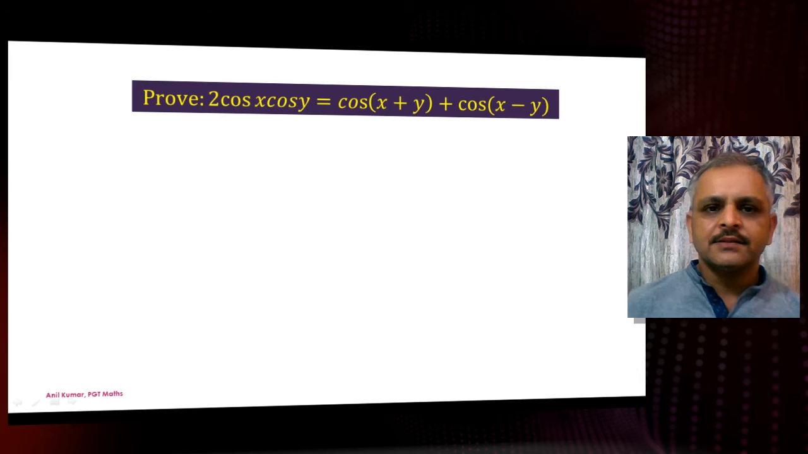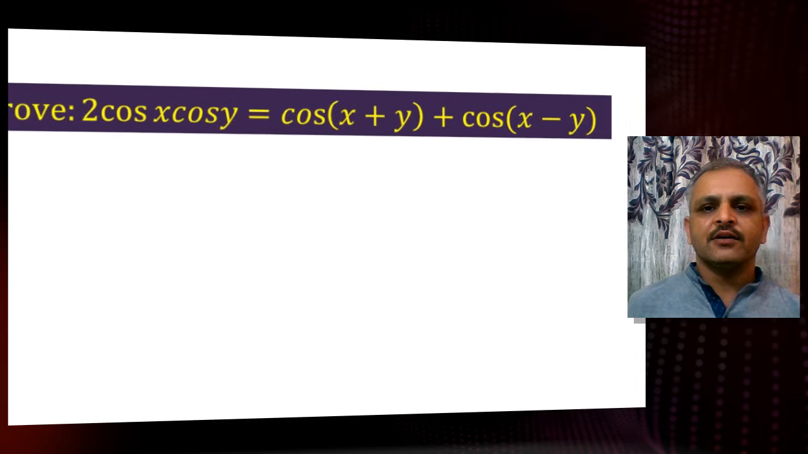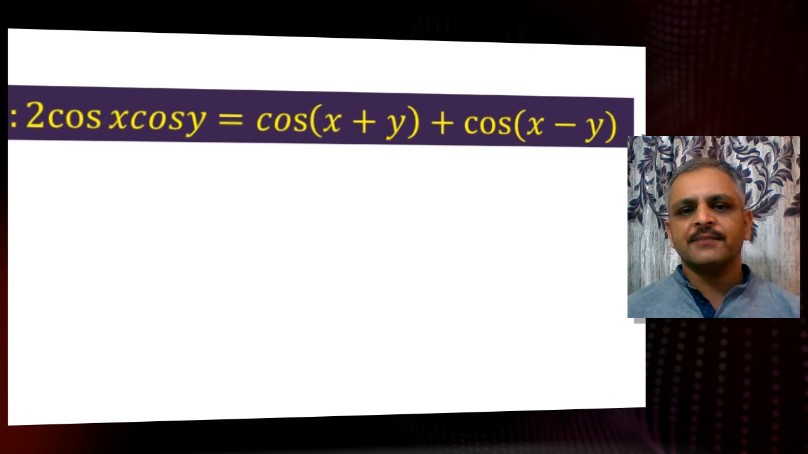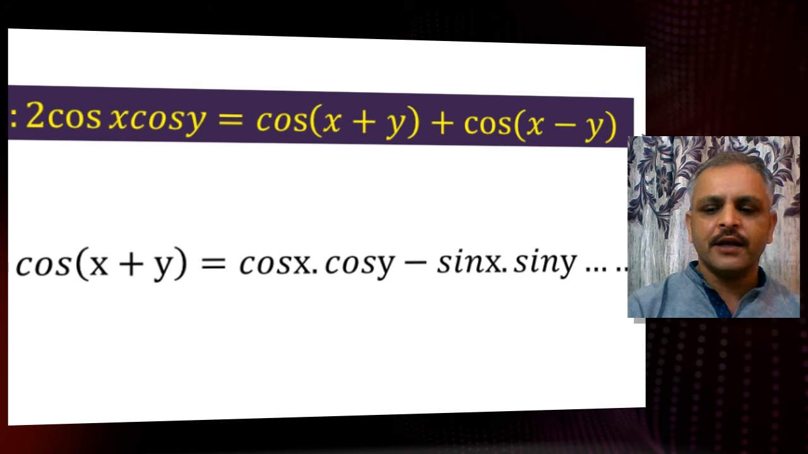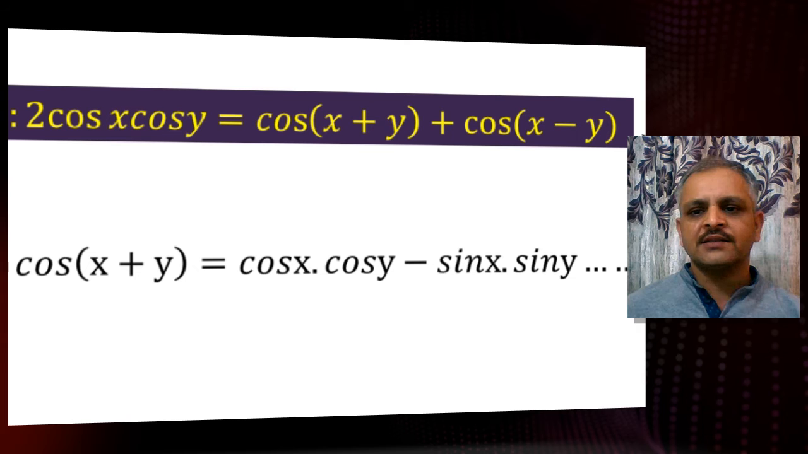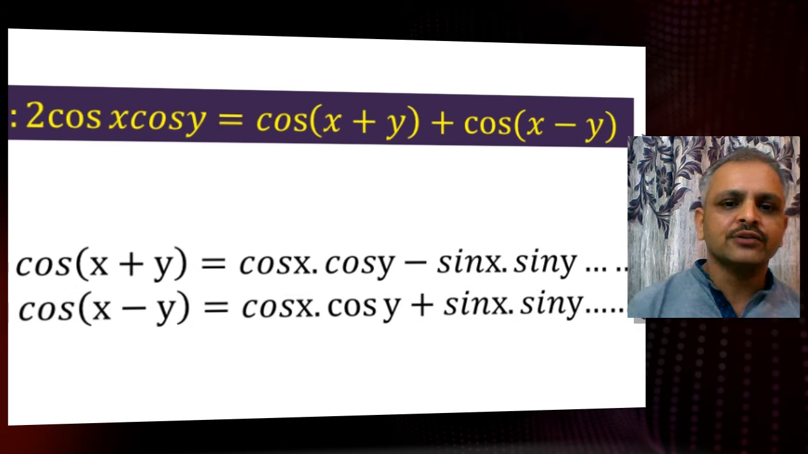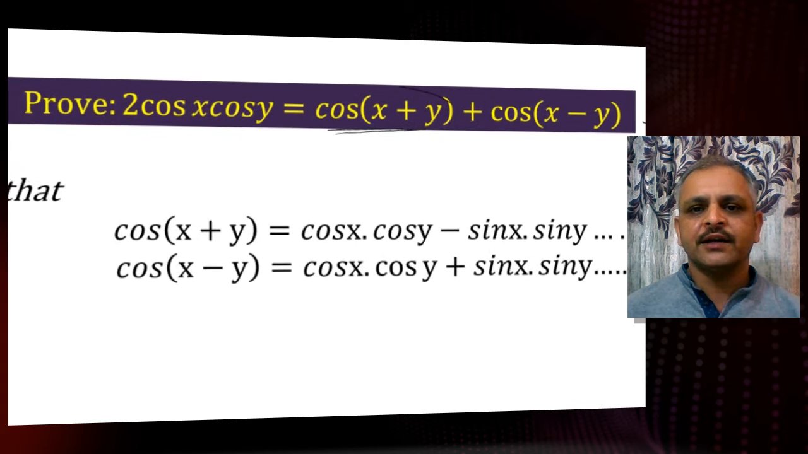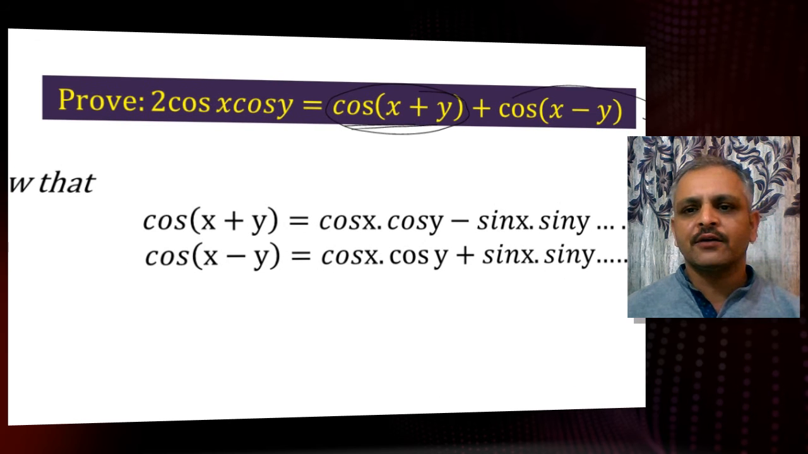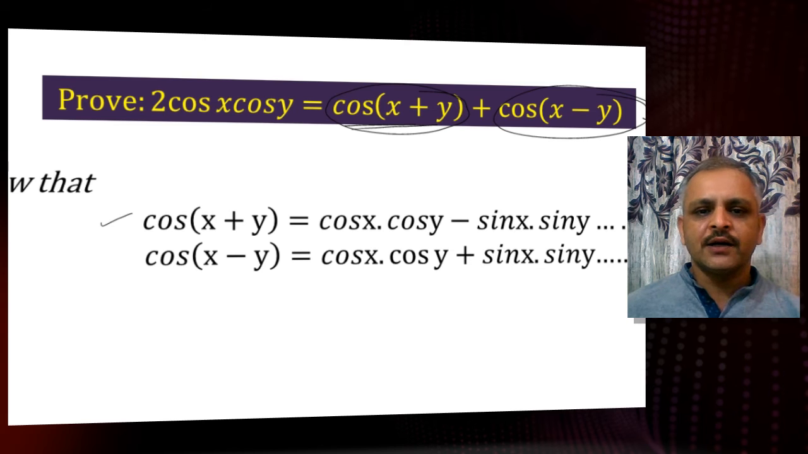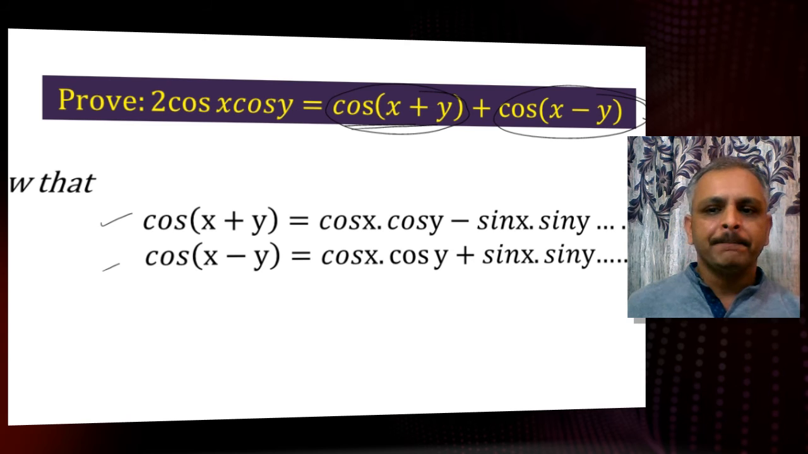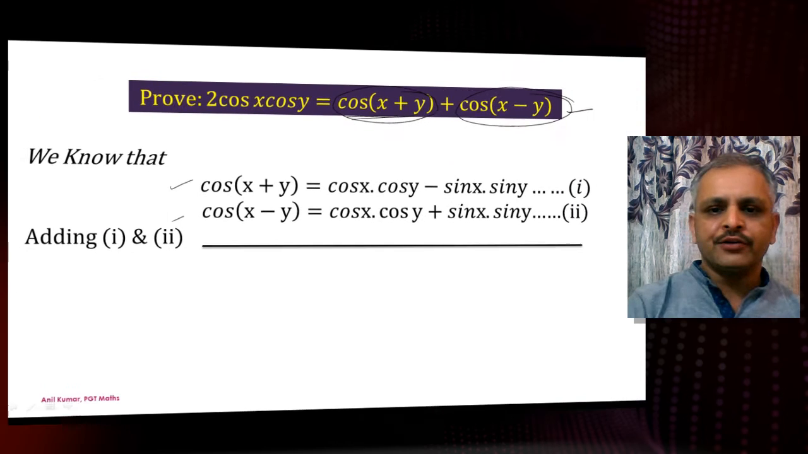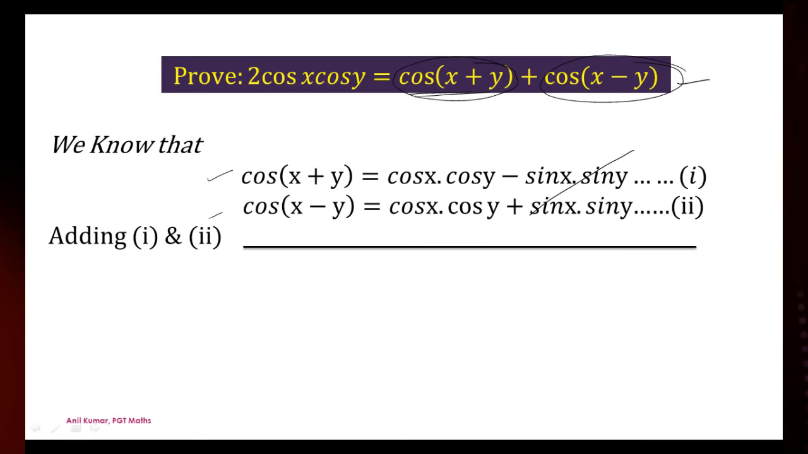Next, the third identity is 2 cos x cos y is equal to cos(x+y) plus cos(x−y). To prove this, we will take cos(x+y), that is cos x into cos y minus sin x into sin y, and cos(x−y). How did I get this idea? I got it from this side. See, it is written cos(x+y), cos(x−y). So I selected these two identities, and now if I add 1 and 2, this sin x sin y will be cancelled and I'll get my result.